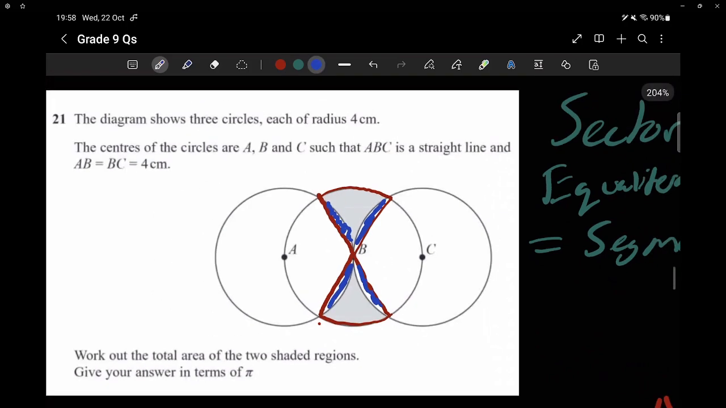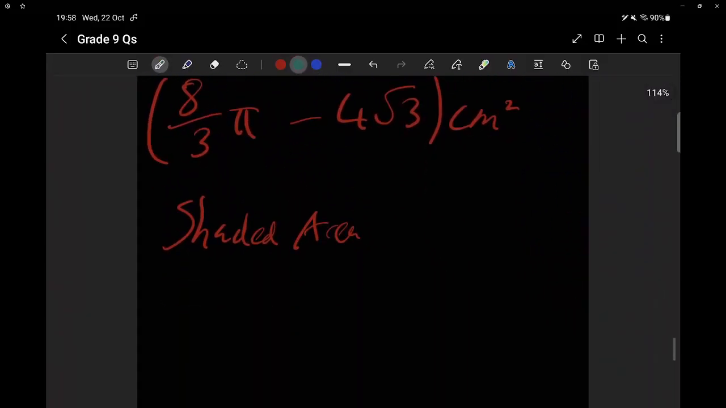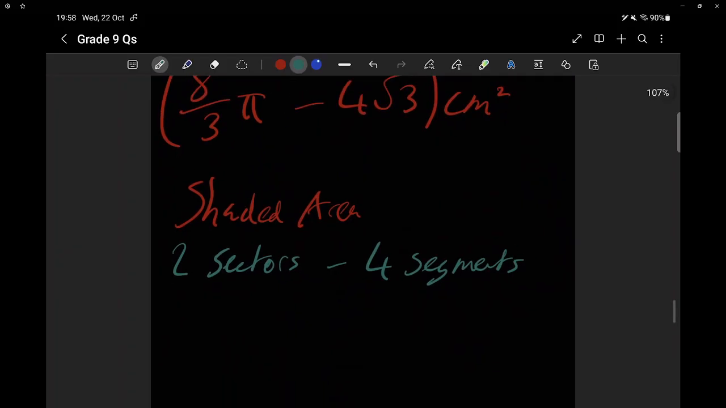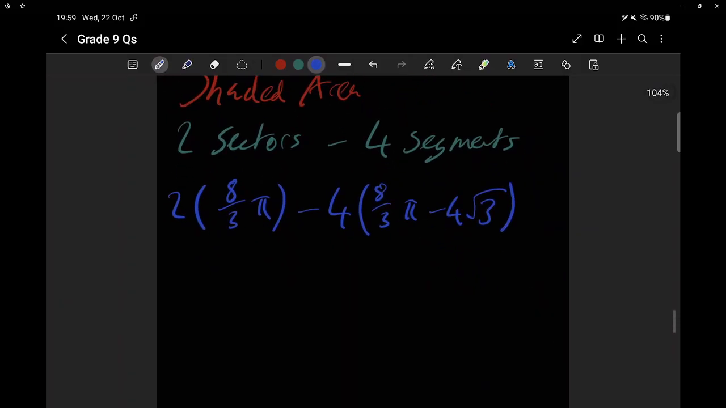So we want to do 2 sectors minus 4 segments. So let's write that down. 2 sectors minus 4 segments. And the area of our 2 sectors, 8 over 3 pi minus 4, and then the segment formula, which you have up there, which is 8 over 3 pi minus 4 root 3.